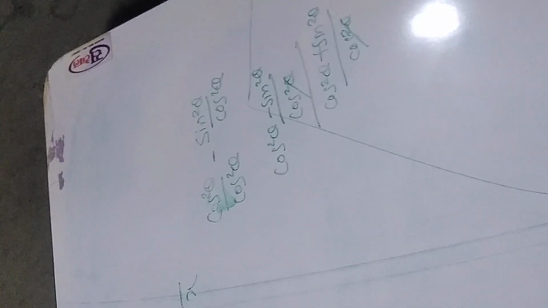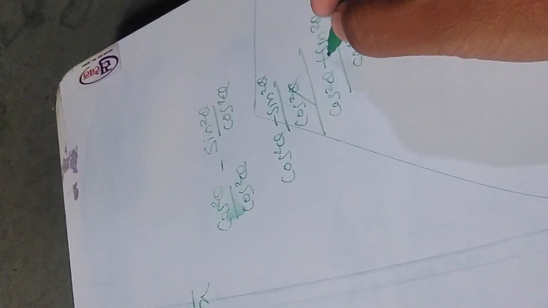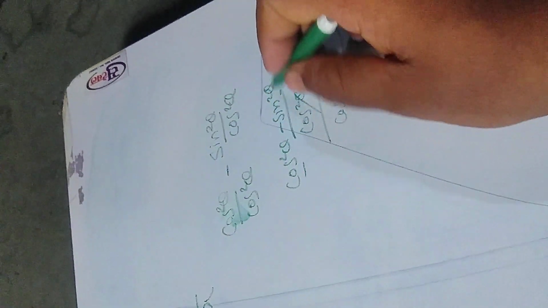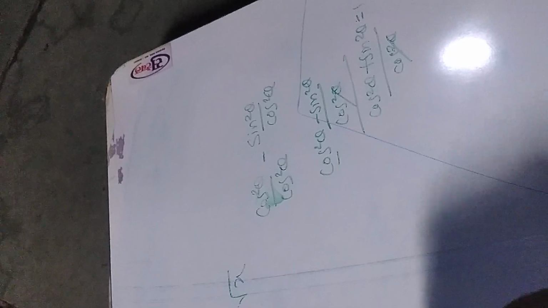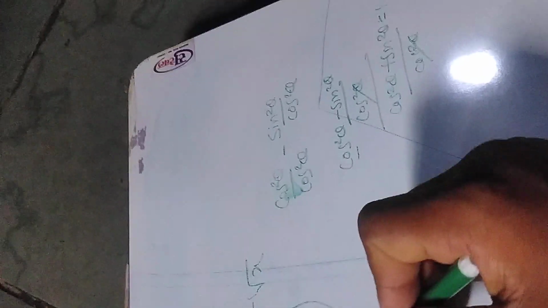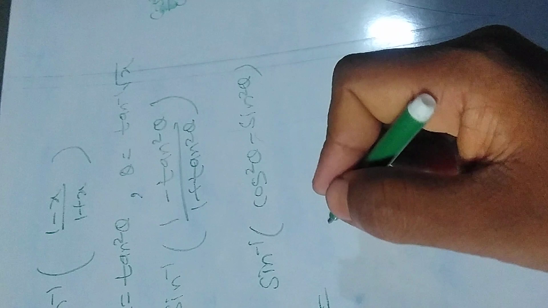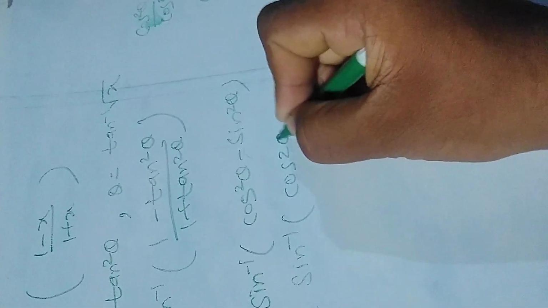Cos square theta will get cancelled. So cos square theta plus sine square theta will be 1, and the remaining term will be cos square theta minus sine square theta, which will be cos 2 theta. We will make use of it. But we very well know that cos square theta minus sine square theta is cos 2 theta. So sine inverse of cos 2 theta.